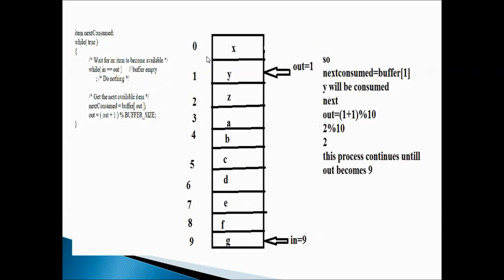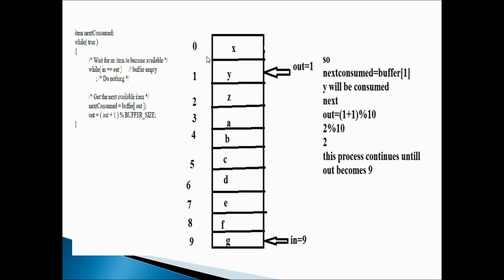Now you can see here, next consumed is equal to buffer of 1. This is the second iteration I am talking about. First, x is consumed. Now, as per the rule, y has to be consumed. So we will see that. Again, we will check whether in is equal to out. No, obviously it is not possible. In is 9, out is 1. So obviously your buffer is not empty.